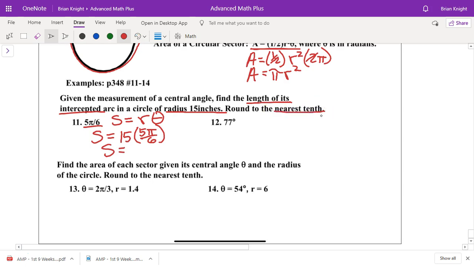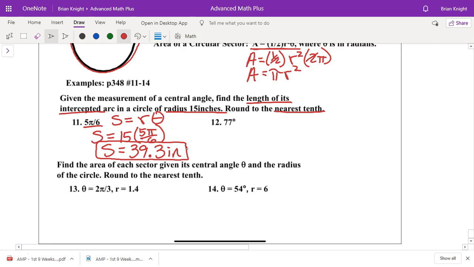So what is 15 times 5 pi over 6? 39.3. And 39.3 what? What are we measuring in here? Inches. The angle is in radians, but we're finding the length. Everybody good on that one?